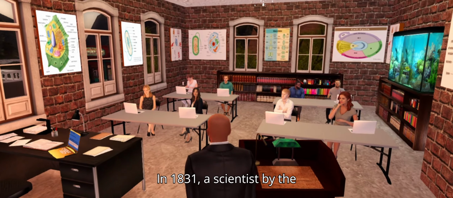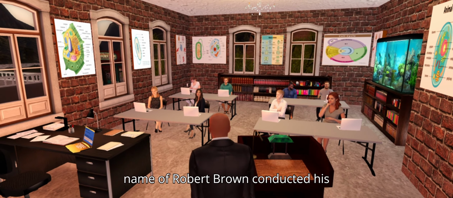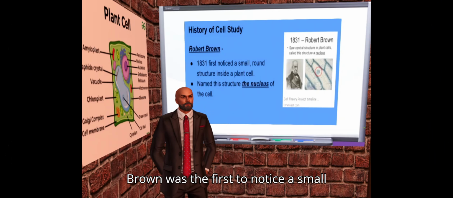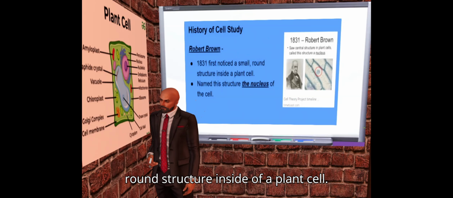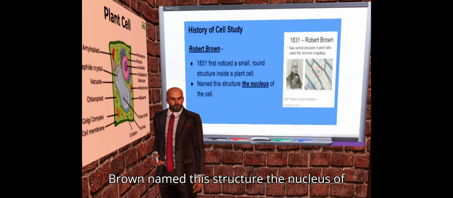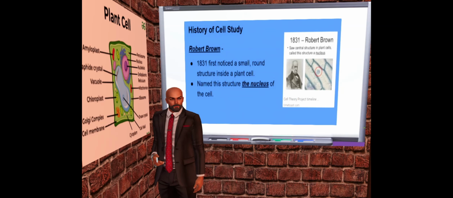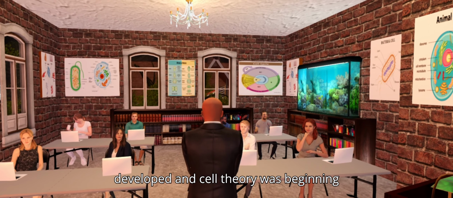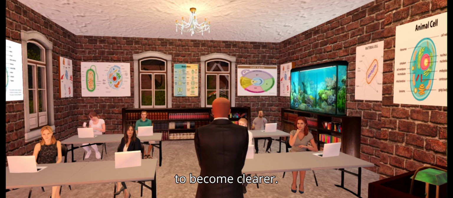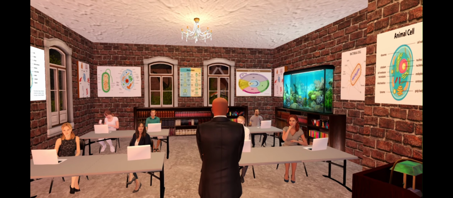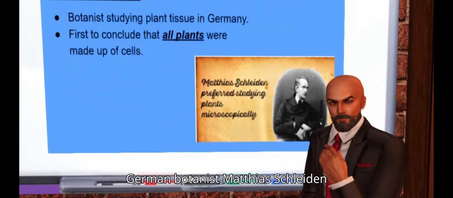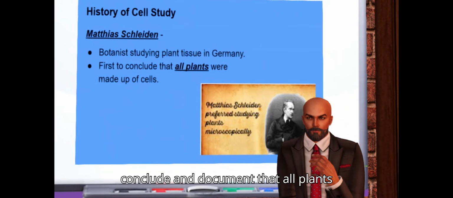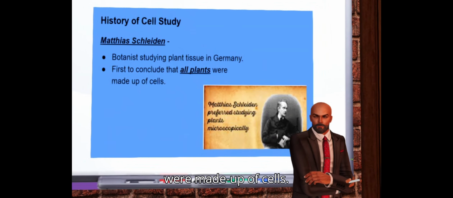In 1831, a scientist by the name of Robert Brown conducted his observations of a cell. Brown was the first to notice a small round structure inside of a plant cell. Brown named this structure the nucleus of the cell. With the work of scientists done previously, our knowledge of the cell developed, and cell theory was beginning to become clearer. German botanist Matthias Schleiden studied plant tissue in Germany, and it was Schleiden who was the first to conclude and document that all plants were made up of cells.